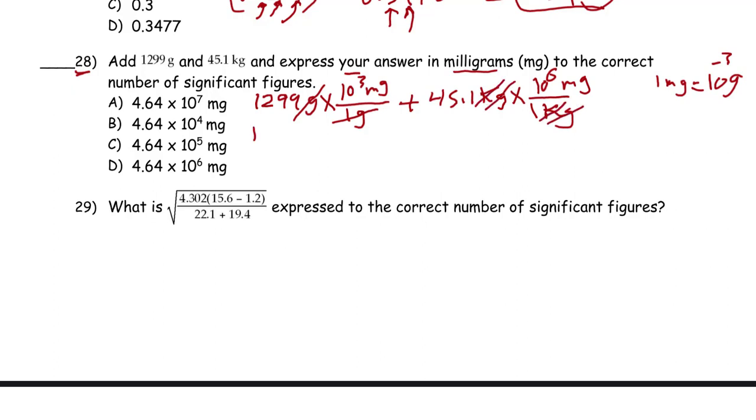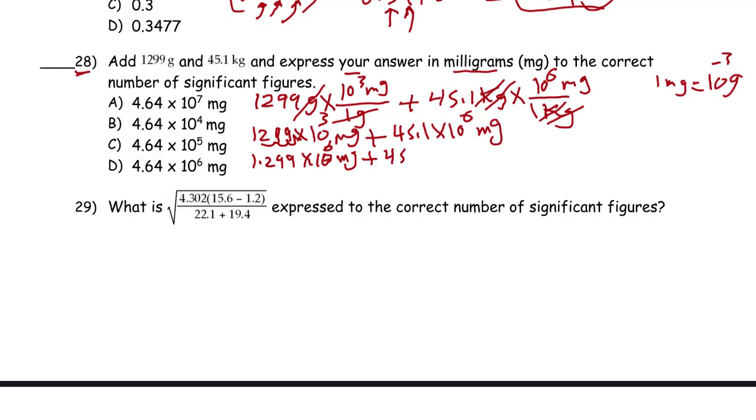So the answer here is 1299 times 10 power 3 milligram plus 45.1 times 10 power 6 milligram, right? Let's write this number as scientific notation. We assume that there is a decimal point here. We move it 1, 2, 3. So 1.299 times 10 power 3 and power 3, power 6 milligram, plus 45.1 times 10 power 6 milligram.